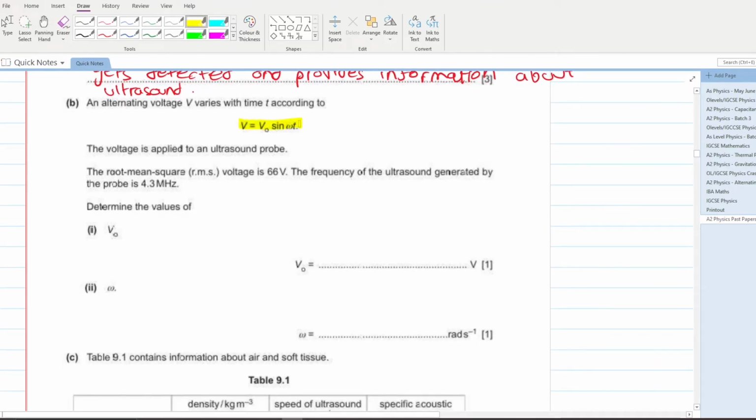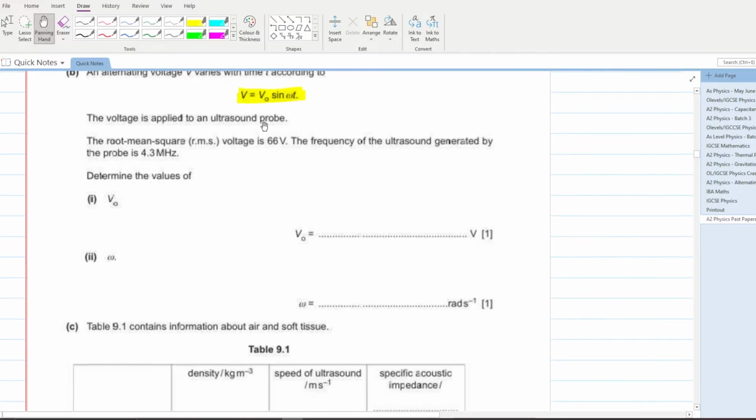And alternating voltage V varies with time according to this. Okay, voltage is varying with time with this given equation. This is basically an alternating current equation. We have studied this in chapter number 10. The voltage is applied to an ultrasound probe. The RMS voltage is this. The frequency of the ultrasound is this. You have to determine the value of V naught, the peak value. How will you determine that?